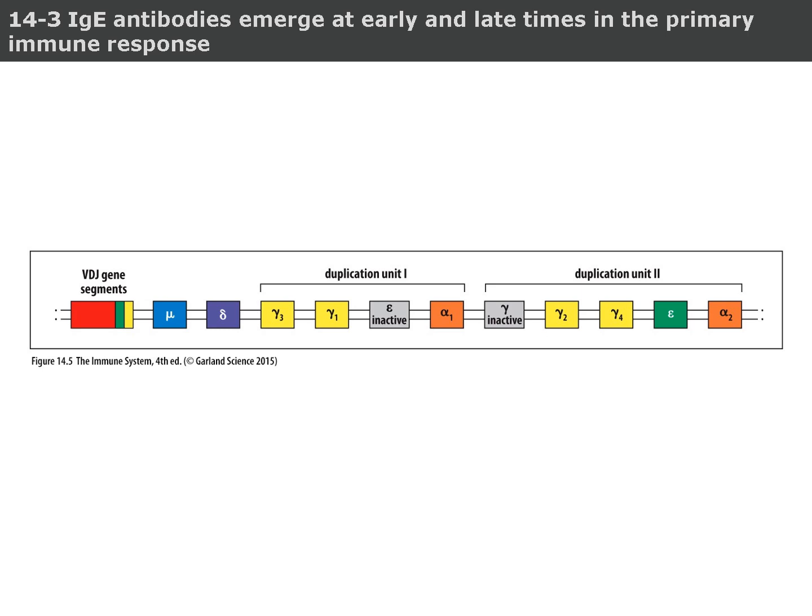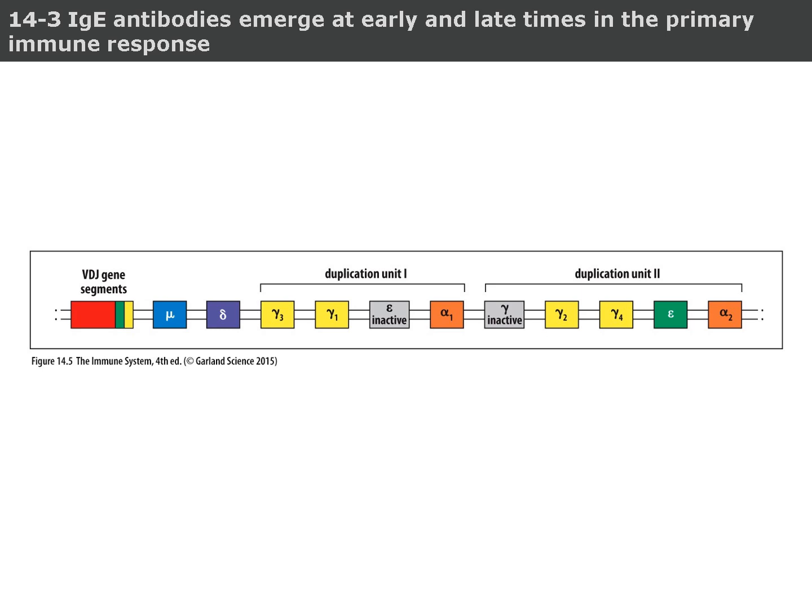During a primary immune response, immunoglobulin E antibodies can be produced early if class switching occurs to the inactive immunoglobulin E gene within duplication unit 1. Alternatively, immunoglobulin E antibodies can be produced later if class switching proceeds to the active immunoglobulin E gene found in duplication unit 2.